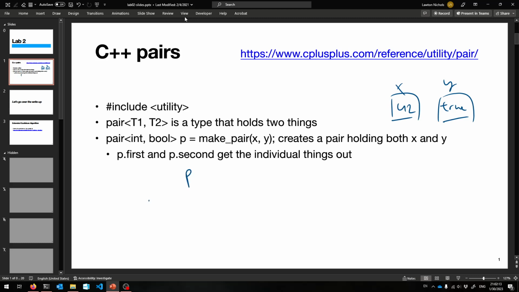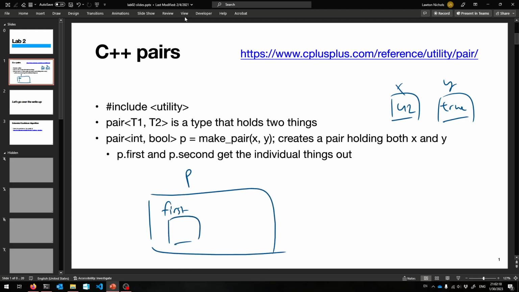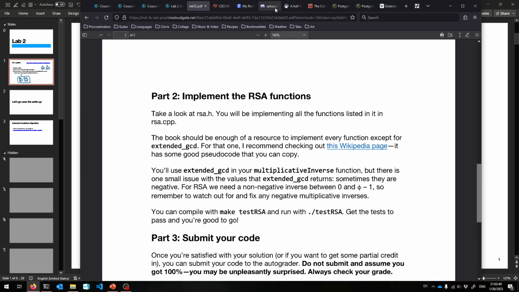If you say make pair of x and y, p has a first thing and a second thing. And if x and y are these, then the first thing is, of course, the 42, and the second thing is the true. All right? And so the type of p, because it's templated, is a pair of an int on the left as the first thing and a bool on the right as the second thing. That's what pairs are all about. And you can say p.first to get out the 42 and p.second to get the true out. But you can just pass p around by itself as one big thing. It's just a pair. That's what it means.